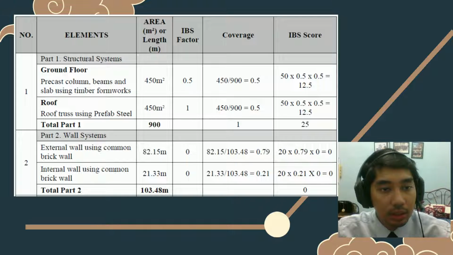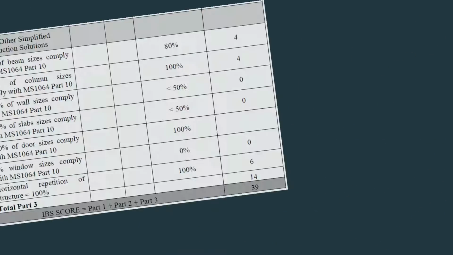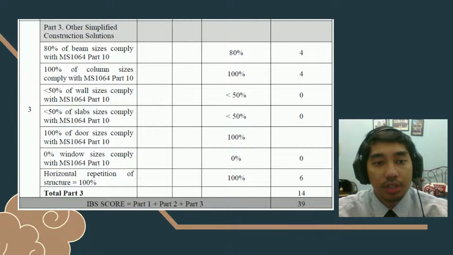Okay, next is part number 2. For part 2, the wall system, the IBS factor is 0 because it uses brick wall, and the IBS score is 0. Next is other simplified construction solutions. For this part the total is 14, and the total IBS score including part 1, part 2 and part 3 is 39 points.